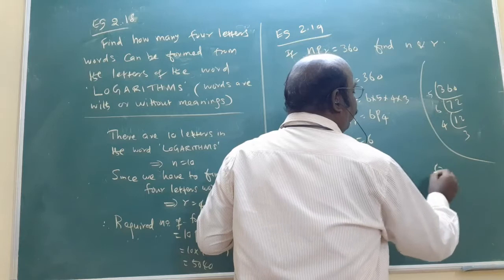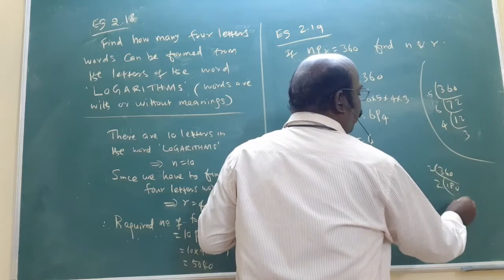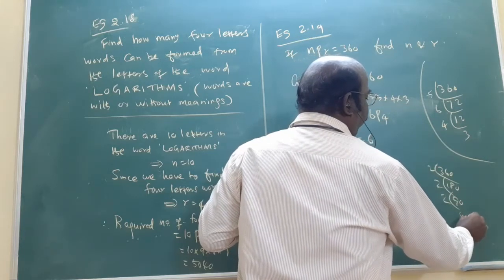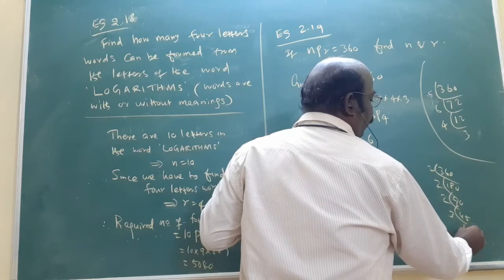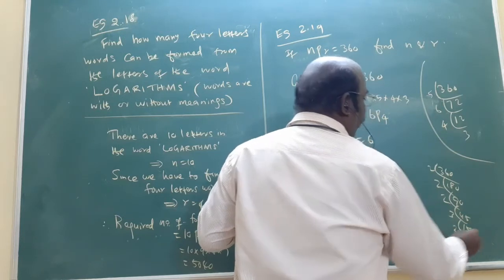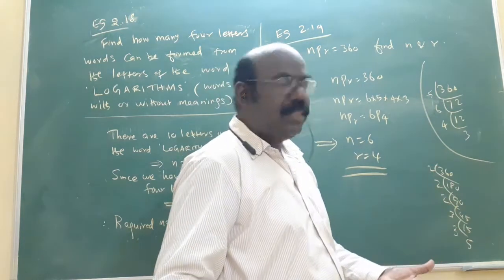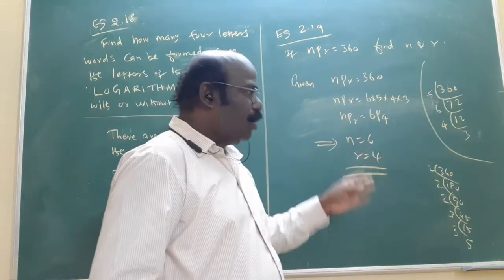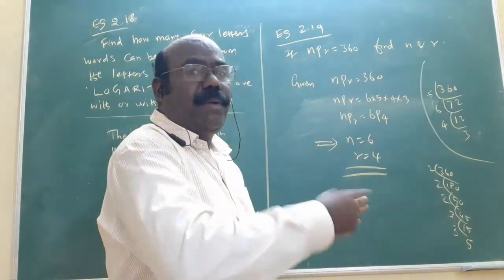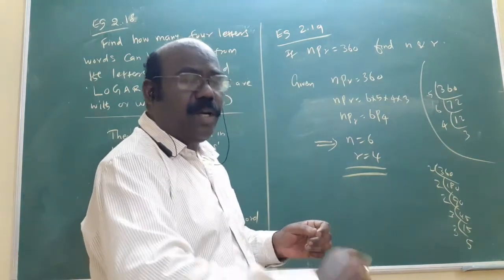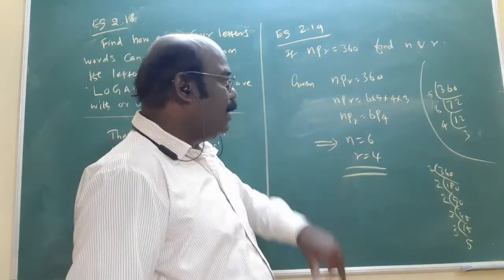Suppose 2 table 180, 2 table 90, 2 table 45, 3 table 15, 3 table 5. So this can be done as 2 into 2 into 2 into 3 into 3 into 5. No use. What did I tell you? Start with one number, the next number is decreased by 1, another is decreased by 1. In this way it goes on. In this way you want to write.